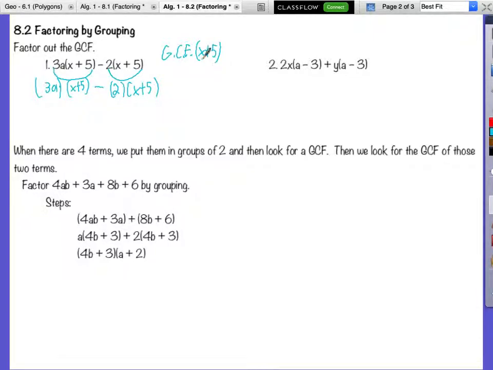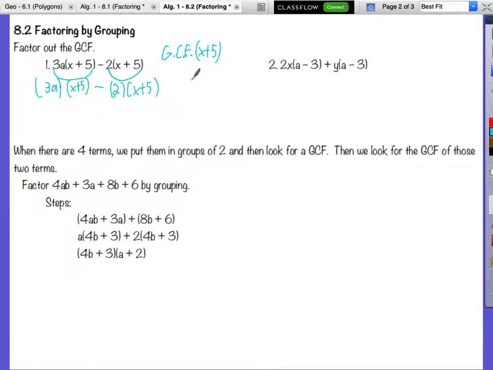So because 3a is being multiplied with x plus 5, 3a is a factor and x plus 5 is a factor in the first part. In the second part, 2 is a factor and x plus 5 is a factor. So both the first part and the second part have x plus 5 as a common factor. And so our greatest common factor is x plus 5.